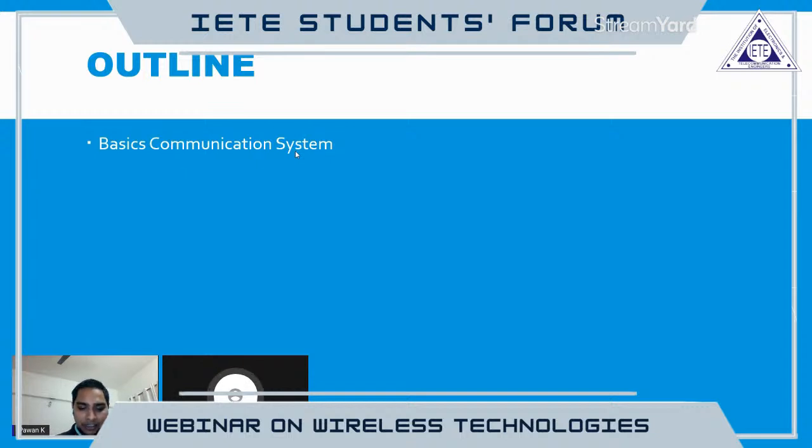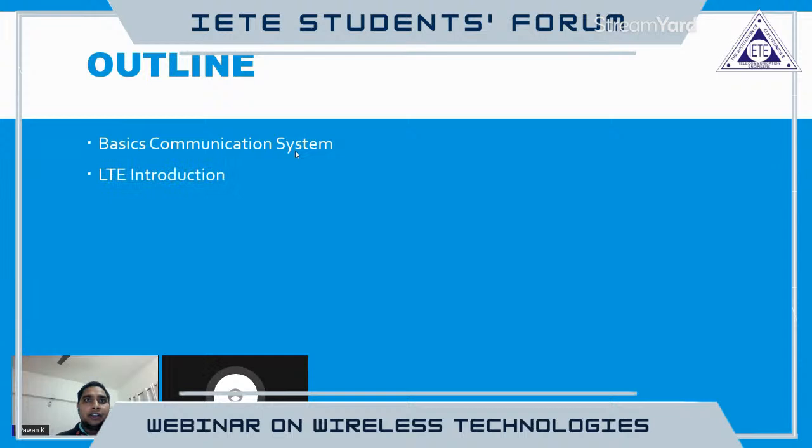So how exactly the communication happens means how our voice will be converted to an electrical signal, get modulated, and reach the receiver, and how the receiver will be able to hear it. So we will try to have some idea of the communication systems in the first section.